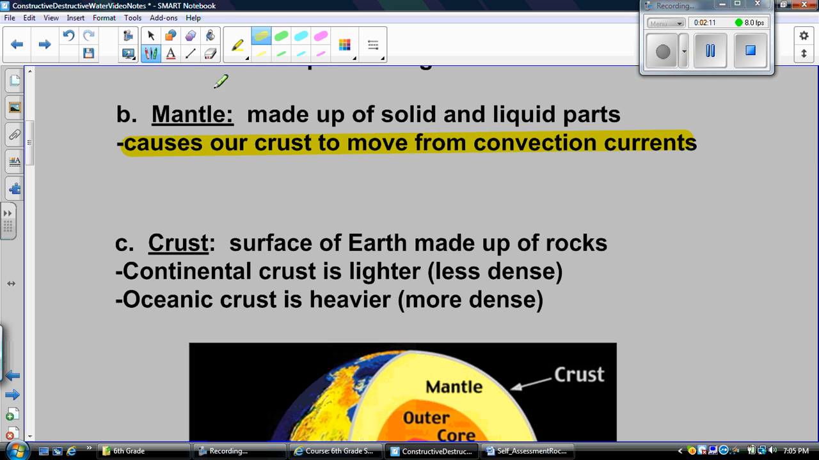The crust sits on top of the mantle. This is why the mantle affects the crust. The crust is the surface of the Earth. It's made up of rocks. There are 2 types of crust. Continental crust, which is lighter, meaning less dense. And then there's oceanic crust, which is heavier, more dense. Continental crust is the crust that has the continents on it. Oceanic crust is the part of the crust that has oceans on it. And because the ocean is more dense, that's why oceanic crust is heavier than continental crust.